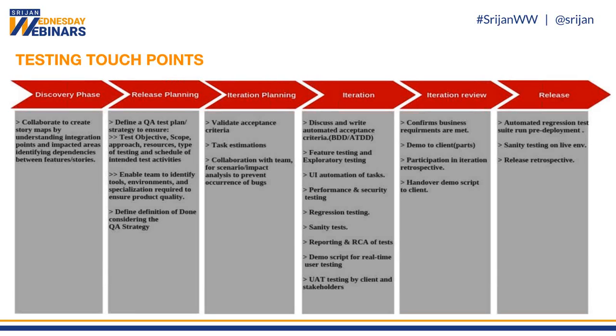These are the various stages of an agile project. I have just tried to list it down in a way like these are the major stages of a project. So first of all, we have discovery phase, then release planning, then iteration planning, iteration review, and release.